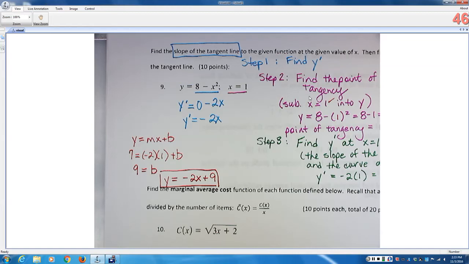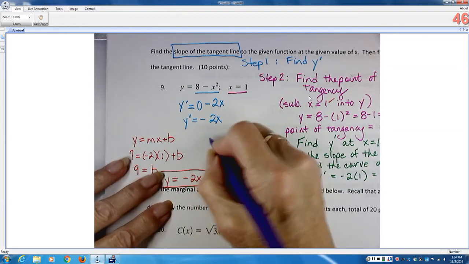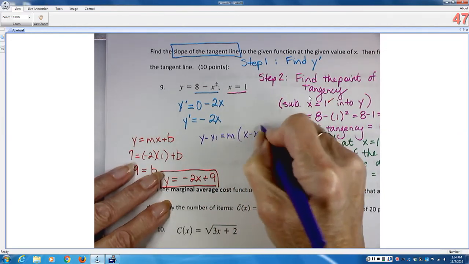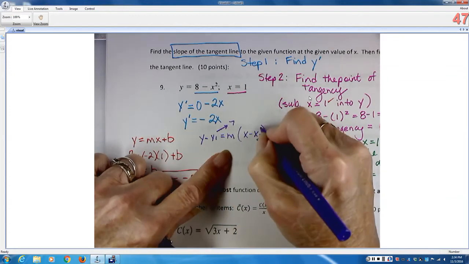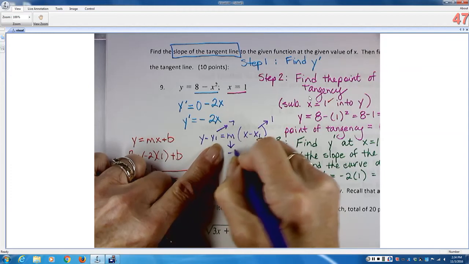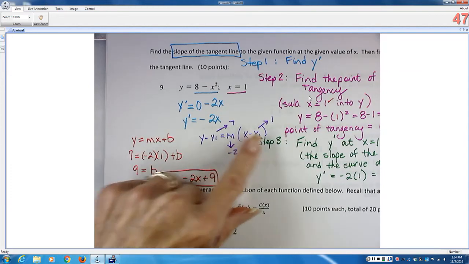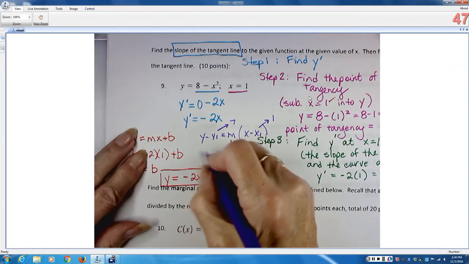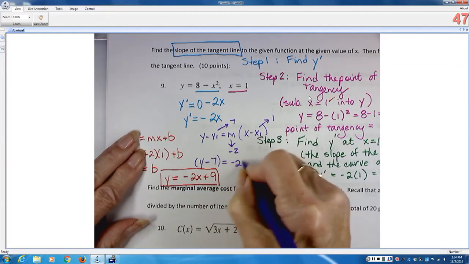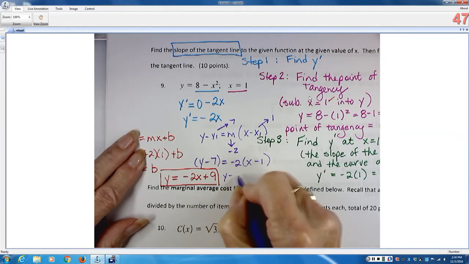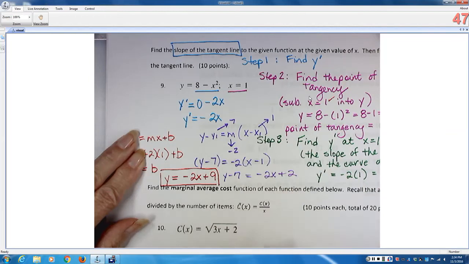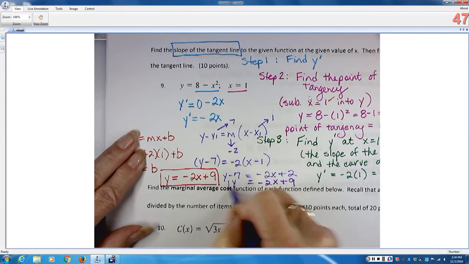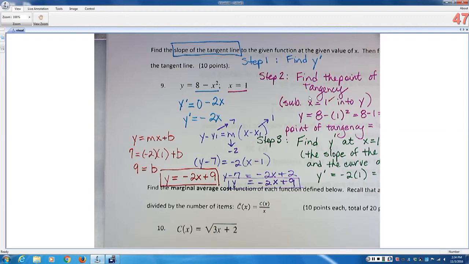Some of you are very familiar with and very able to use the point-slope form, and I'll let you do that if you want to. It's y minus y1 equals m times x minus x1. And in this case, y1 is 7, x1 is 1, and m is negative 2. So y minus 7 equals negative 2 times x minus 1. Y minus 7 equals negative 2x plus 2. Y equals negative 2x plus 2 plus 7, which is negative 2x plus 9. Same equation. So whichever method you chose, it didn't matter.